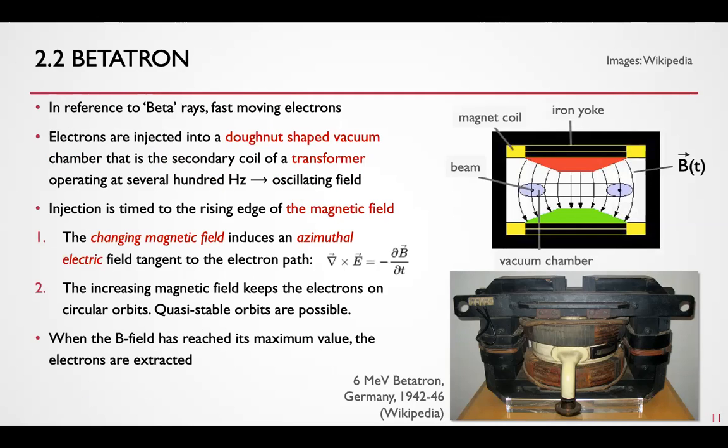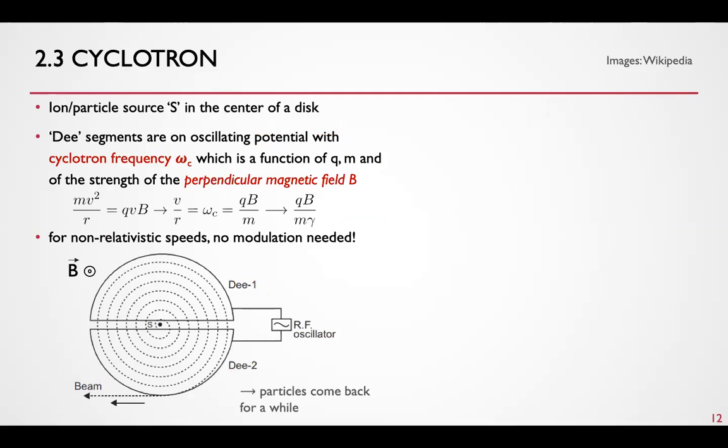That was the betatron. Let's move to the cyclotron. I will stop after the cyclotron and let you ask questions. The cyclotron is also for acceleration of particles moving on a circular orbit. We look at the cyclotron from the top, okay?